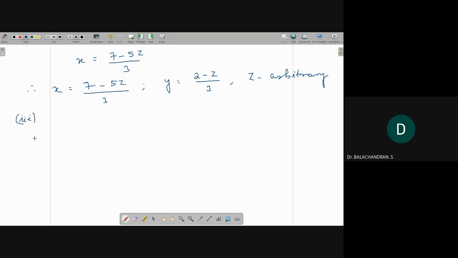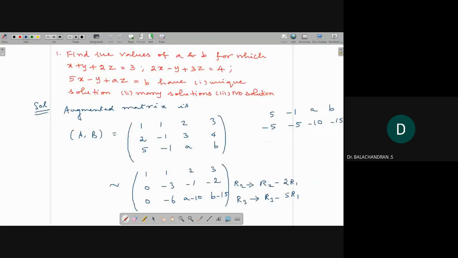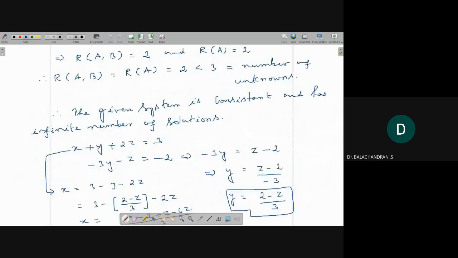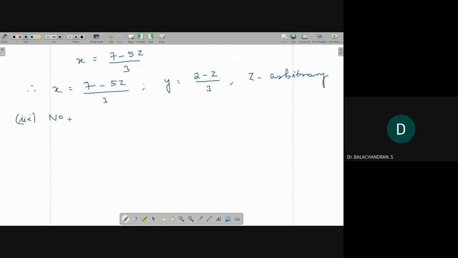Subdivision 3 is what? No solution. So you need to find the values of A and B for no solution. No solution means what is the condition? Rank of A comma B not equal to rank of A. So either this is 3 and this is 2, or this is 2 and this is 1. So there are two possibilities.